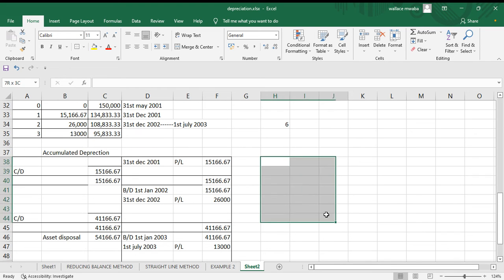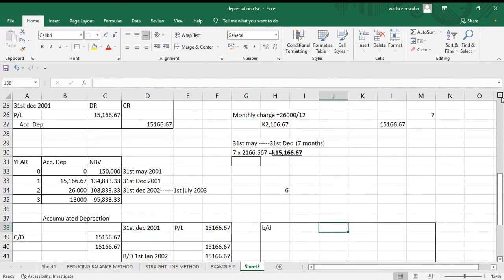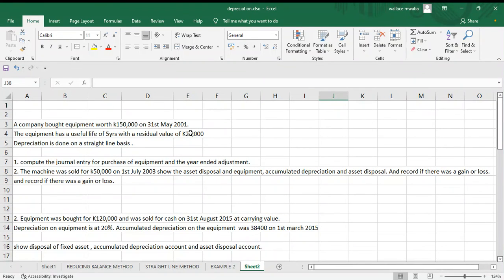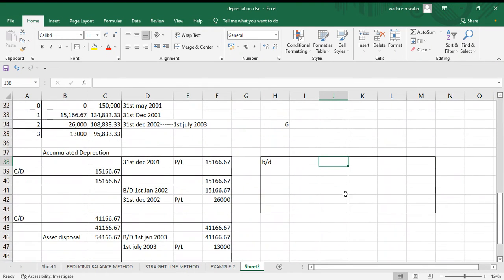All right, we go to our equipment account. Okay, so for our equipment account, we'll say balance brought down. This is when we bought the equipment. When did we buy it? On 31st May 2001. And now we're dealing with 2003. So the balance brought down in 2003 is 150,000.